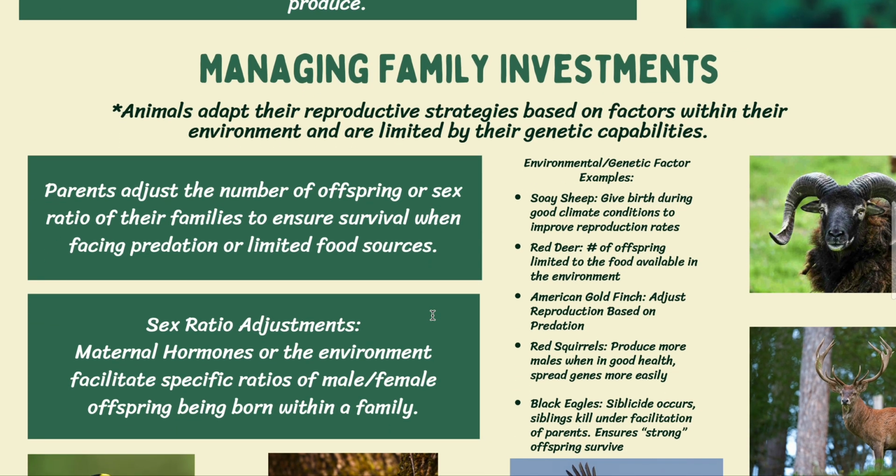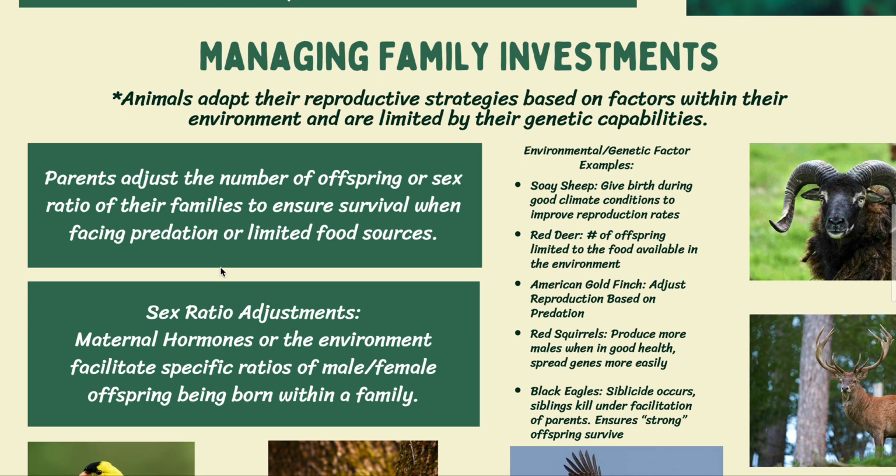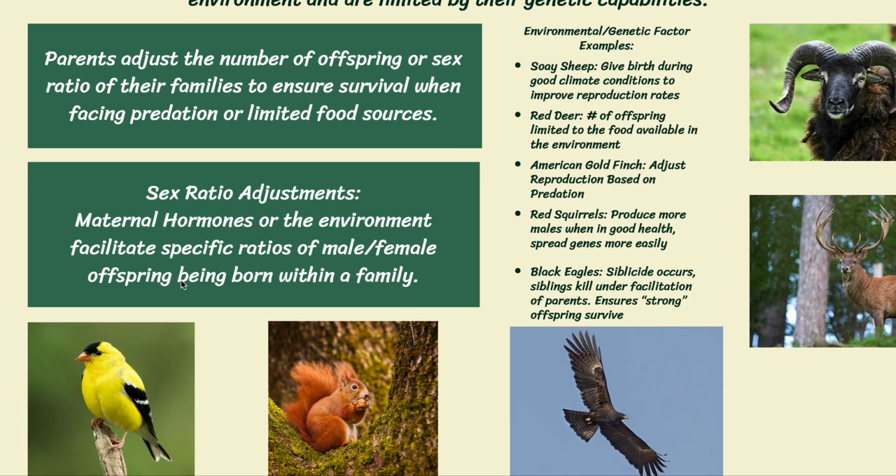Okay. The next topic will be managing family investments. So, this is where animals adapt their reproductive strategies based on factors within their environment and are limited by their genetic capabilities. Parents may adjust the number of offspring or sex ratio of their families in order to ensure increased survival of their offspring when facing predation or lacking food sources. To further expand on this point, there is evidence of maternal hormones changing within organisms to yield particular sexes. I'll dive into an example of that.